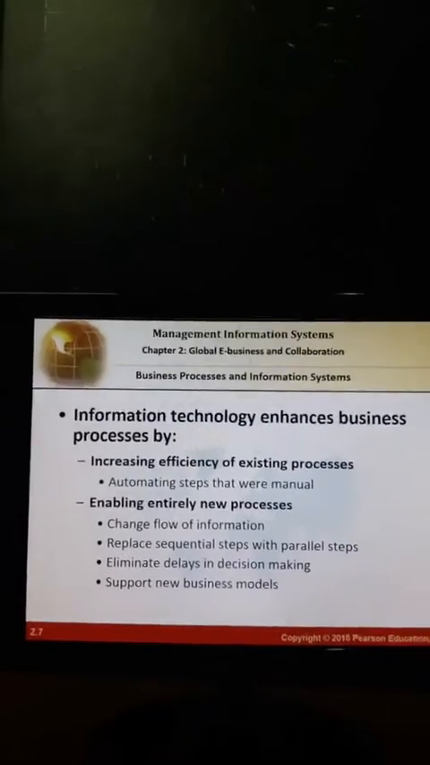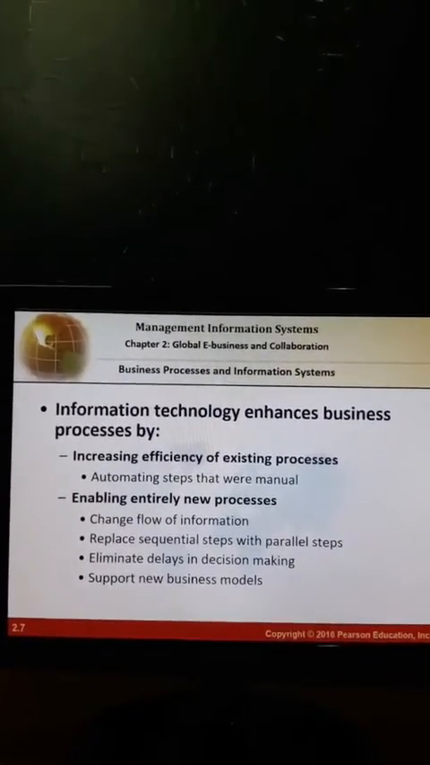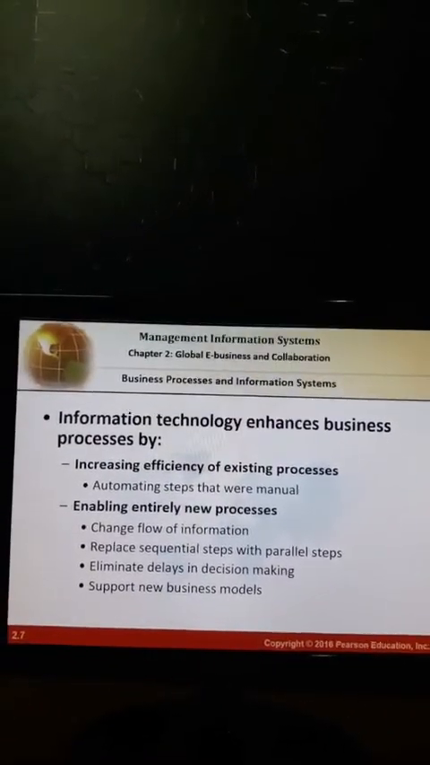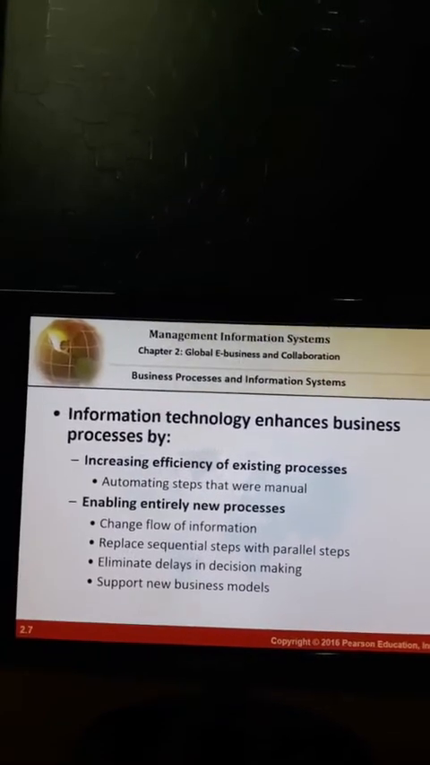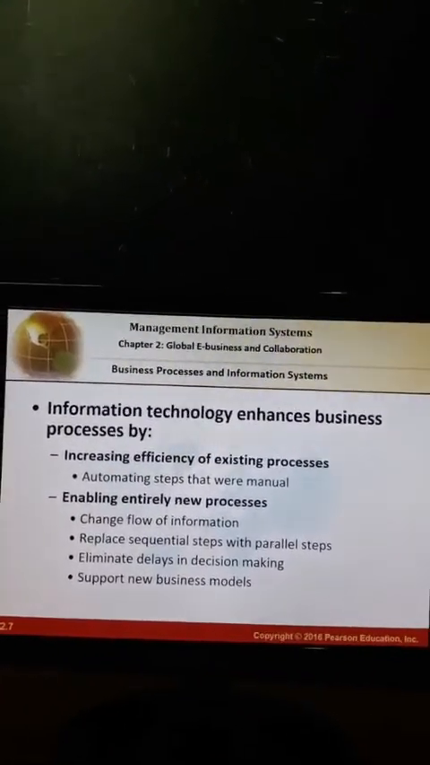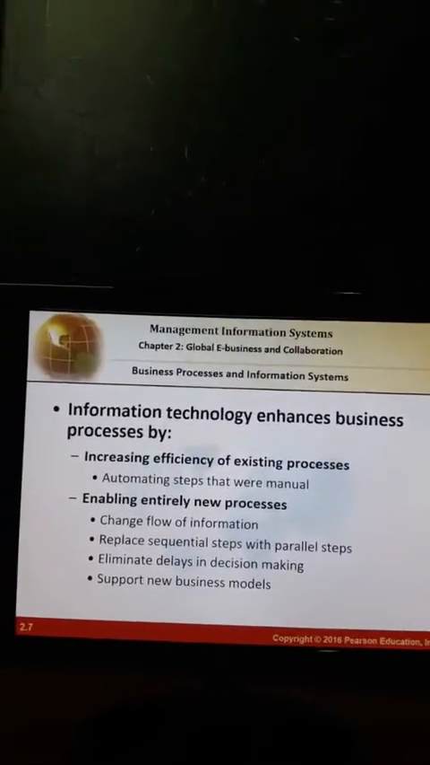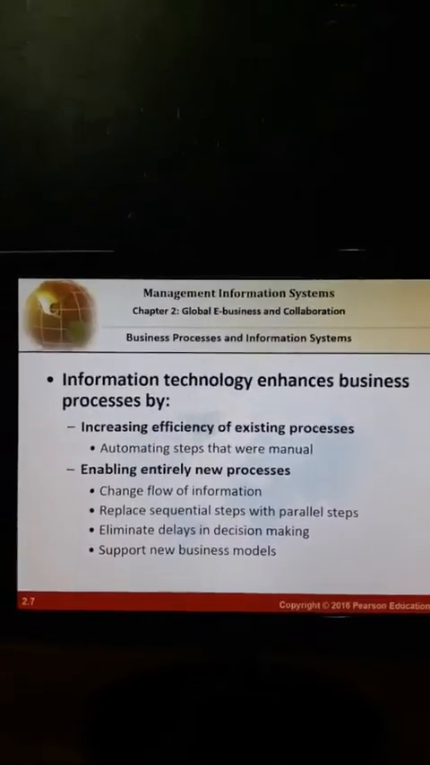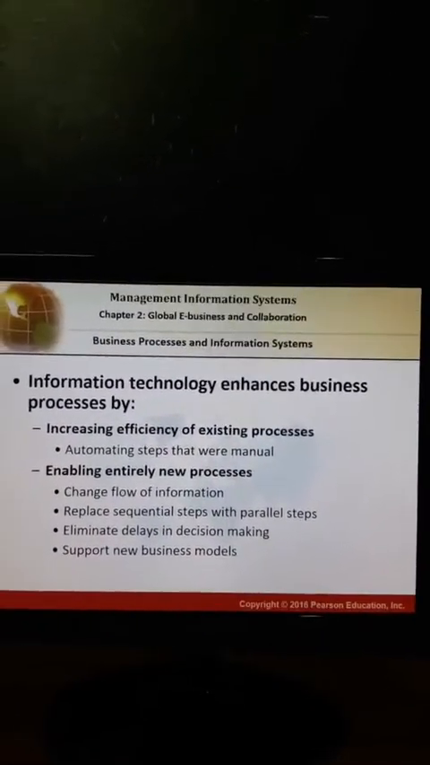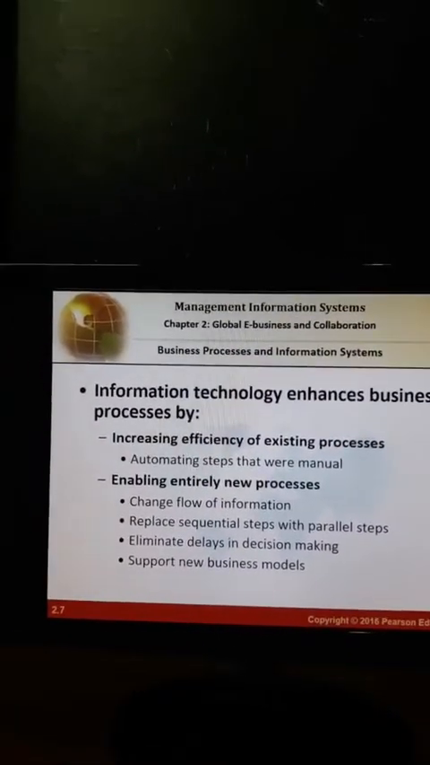Or I can give you another example, like your online sales. Previously you were selling manually, now you are selling digitally. So if any element of your business process is made digital, or you are upgrading the systems or the functions, then we call that increasing efficiency of existing processes. But if you change the entire process, that is an entirely new process.